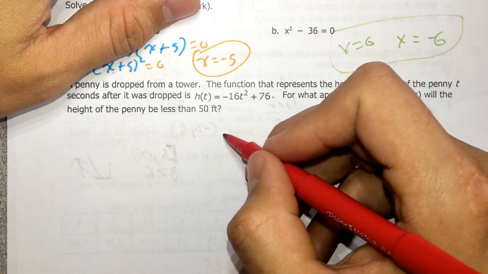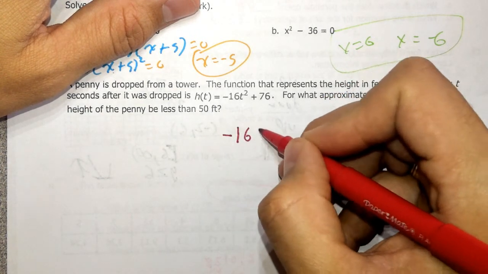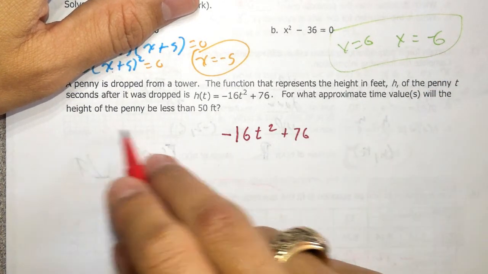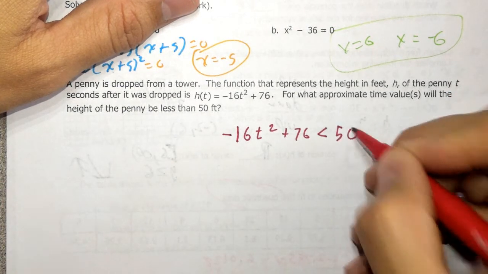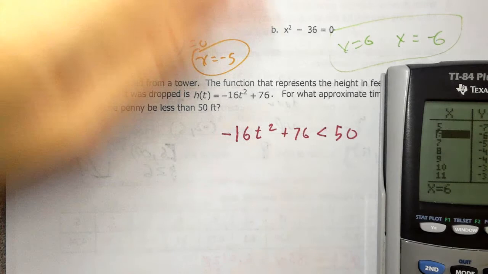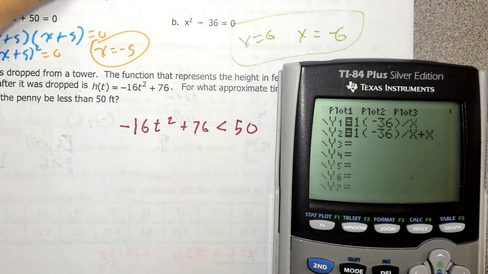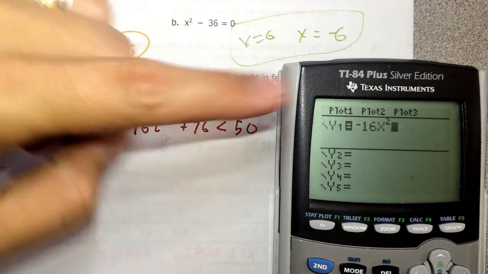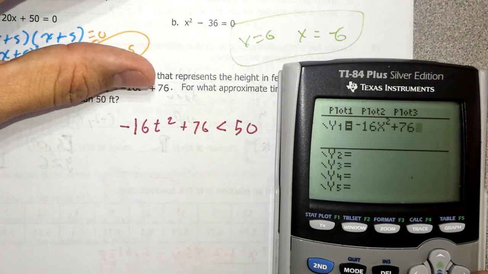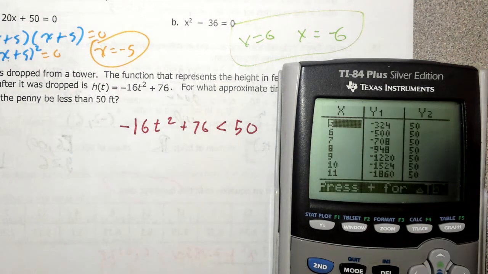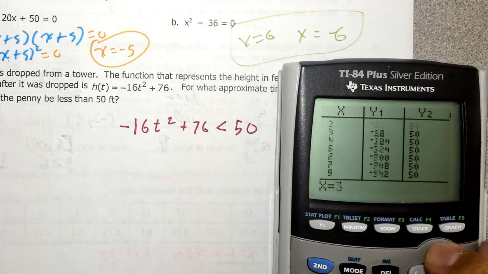Here's my equation. If I was setting this up, it'd be 16t squared plus 76 is going to be less than 50. Let's go ahead and look at this in the calculator. We're just going to put this in, clear, negative 16x squared, remember we put x's not t's in the calculator, plus 76, and we put 50. So basically I want everywhere that this over here is less than 50.